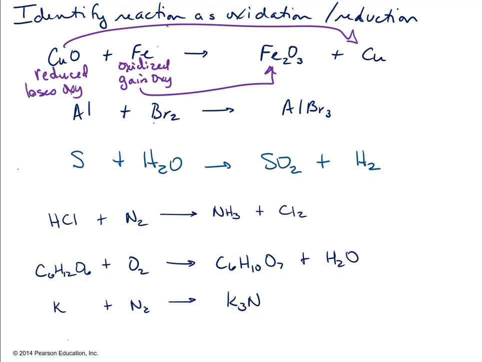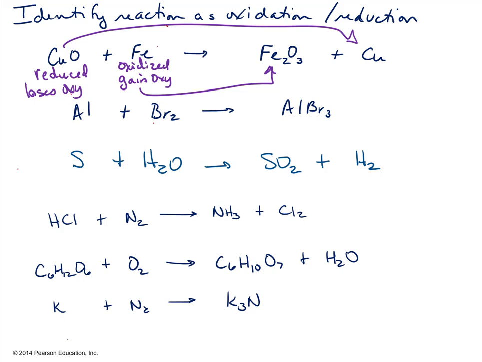So notice I have an element and a compound, and basically the compound is swapping the oxygen over to the other element. I could ask you what kind of reaction this is, and you would have to say it's a single displacement. Or I could ask you what is reduced in this reaction, and you would tell me that it's CuO. Or I could ask you what's oxidized in this reaction, and you would tell me it's Fe. So there's sort of like three things in this one reaction that you should be able to identify.